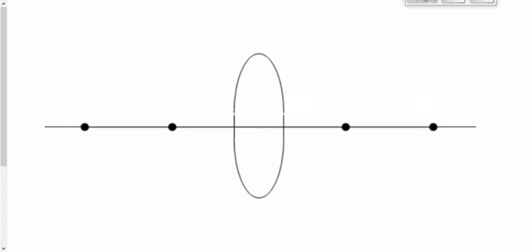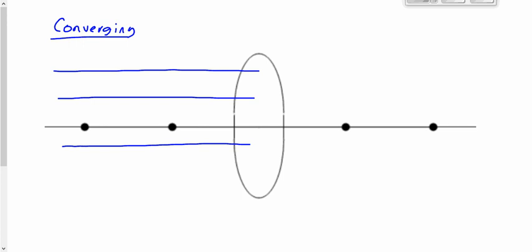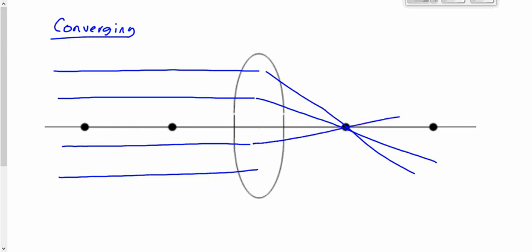So this is a converging lens. It's called a converging lens because rays of light that go through this lens that are parallel to each other will converge. Rays of light that are parallel to each other will converge at a point that we call the focal point. The focal point for this converging lens is right here. We're going to label the focal point F.